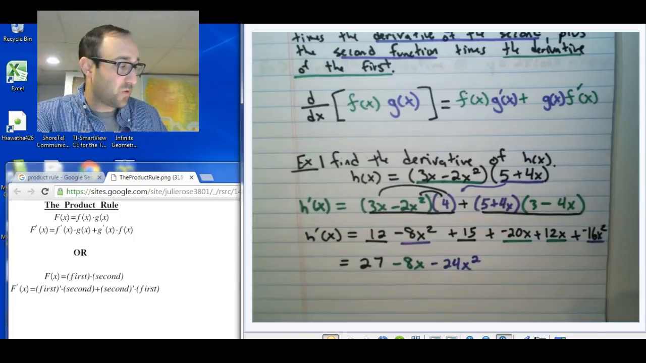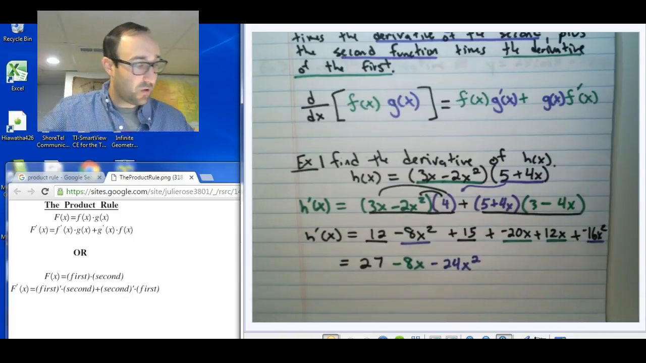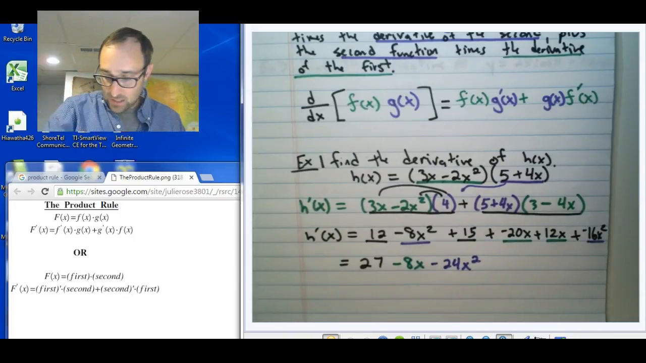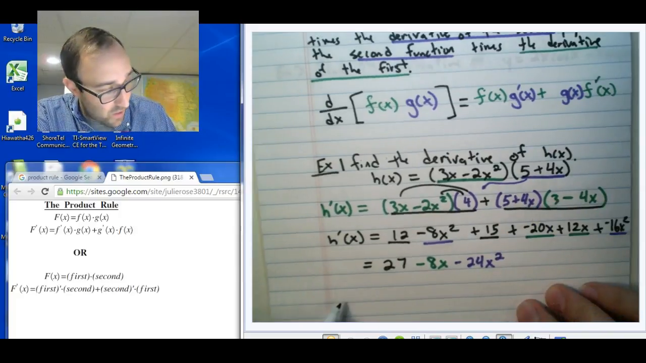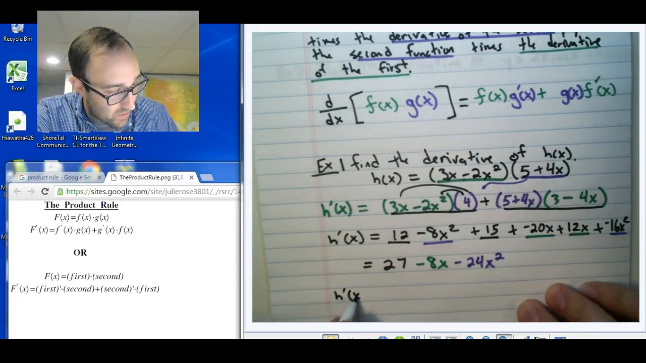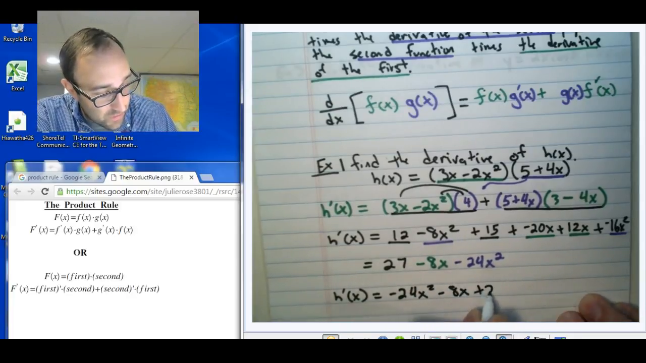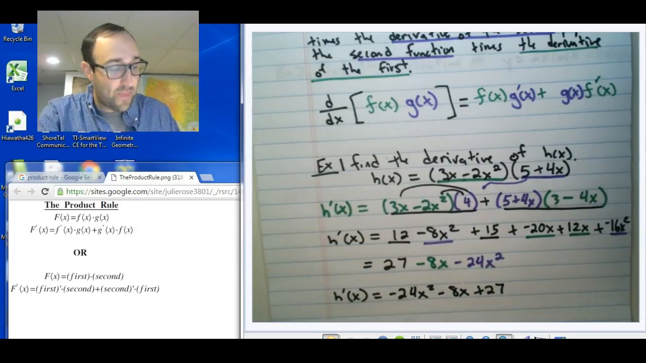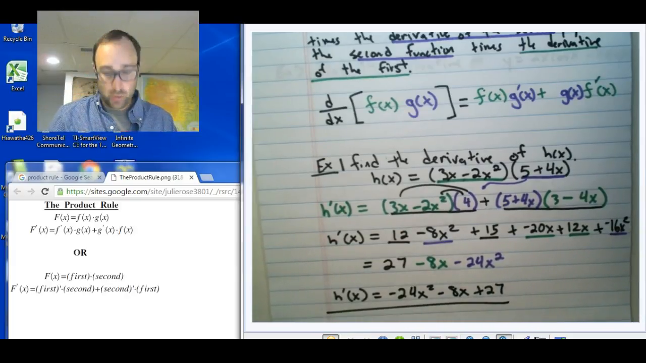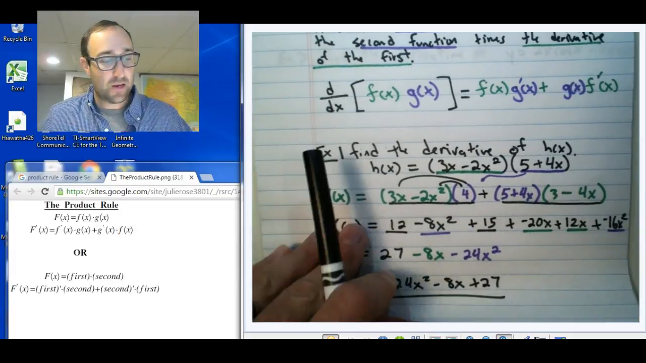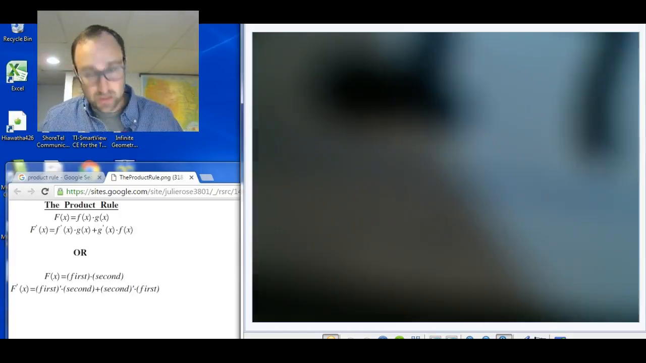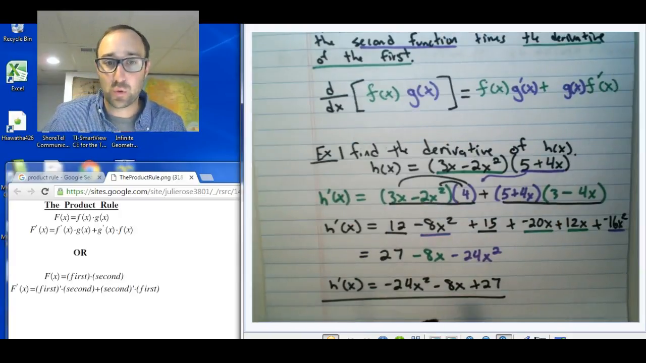So now we're going to rewrite this whole thing all nice and neat, all at one time. And we are going to get this thing right here. H prime of x is going to equal negative 24x squared minus 8x plus 27. Alright, and there is your solution. Okay, and that is it for the product rule.